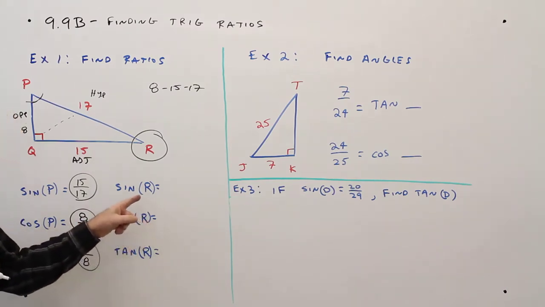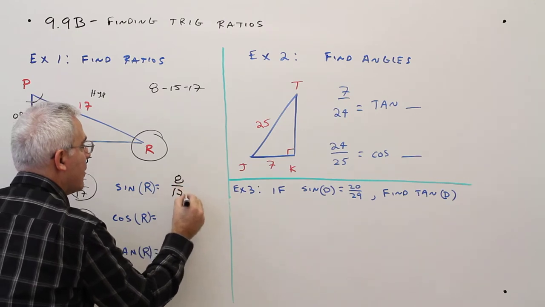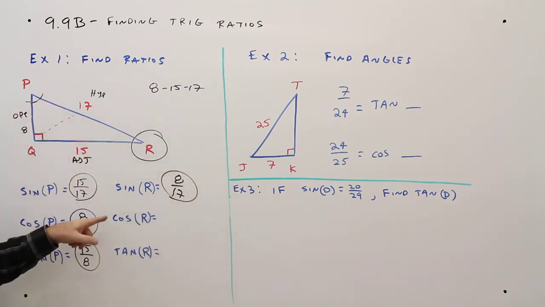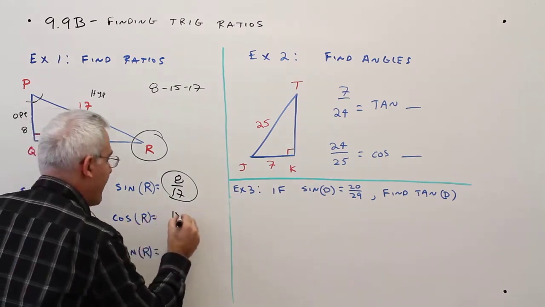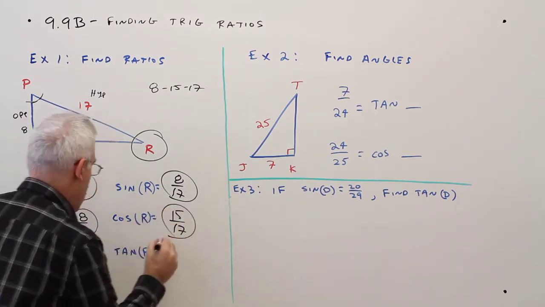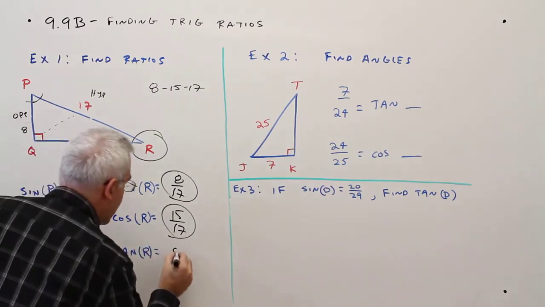So for the sine of angle R, opposite over hypotenuse, 8 over 17. Cosine of angle R, adjacent over hypotenuse, 15 over 17. And tangent of angle R, opposite over adjacent, 8 over 15.